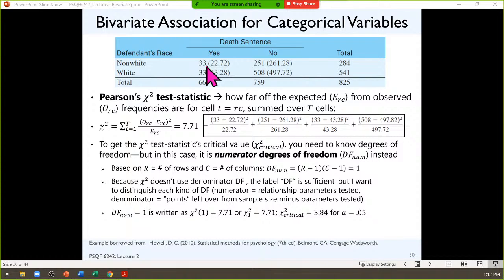So in this case, I only need to know one cell and I can figure out the other 3. That's because there are only 2 possible values for each of the variables. What's not included here is sample size. So chi-square only pays attention to how many cells you had to know to figure out the rest, degrees of freedom numerator. It does not pay attention to degrees of freedom denominator, the number of people.